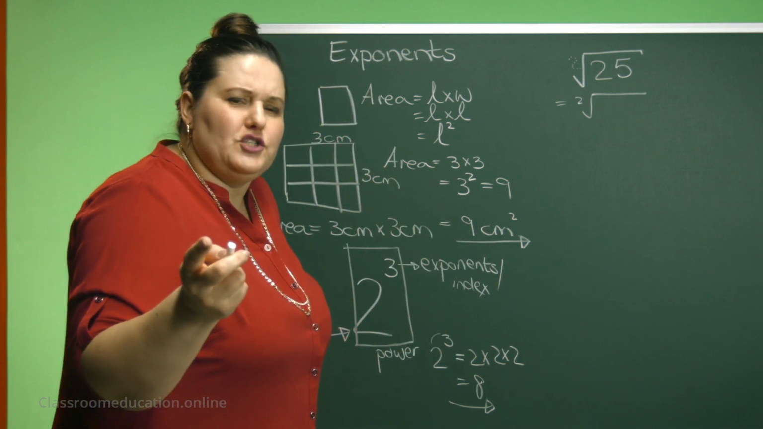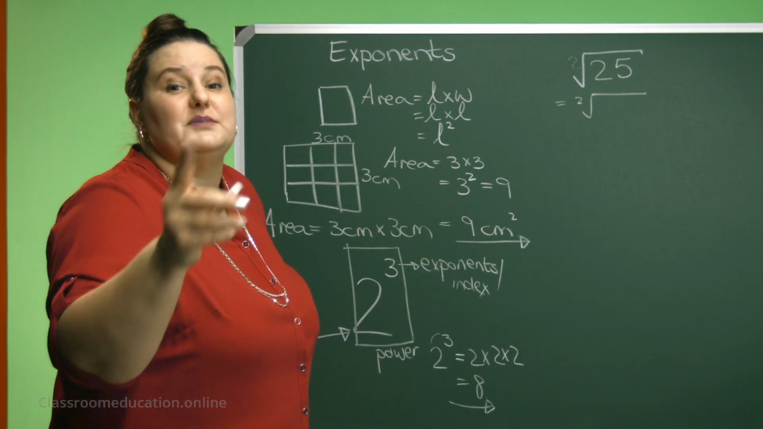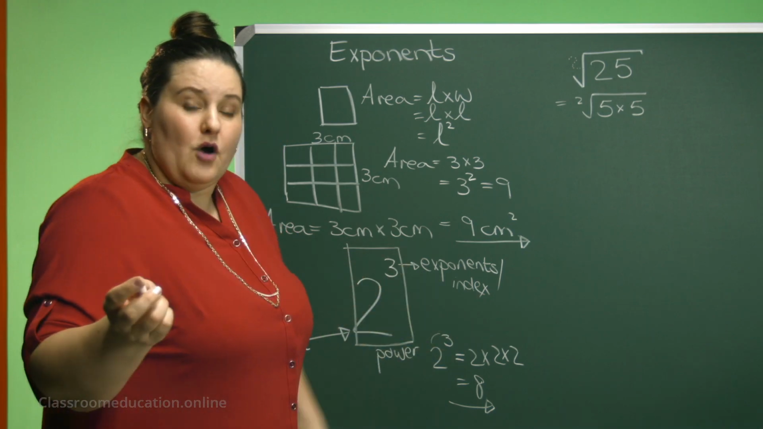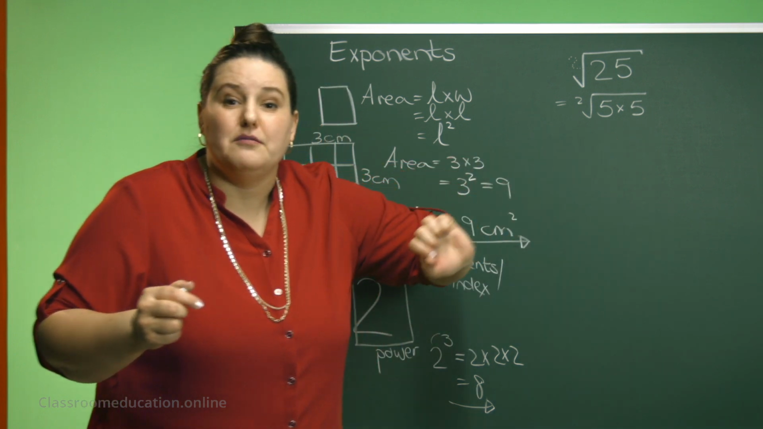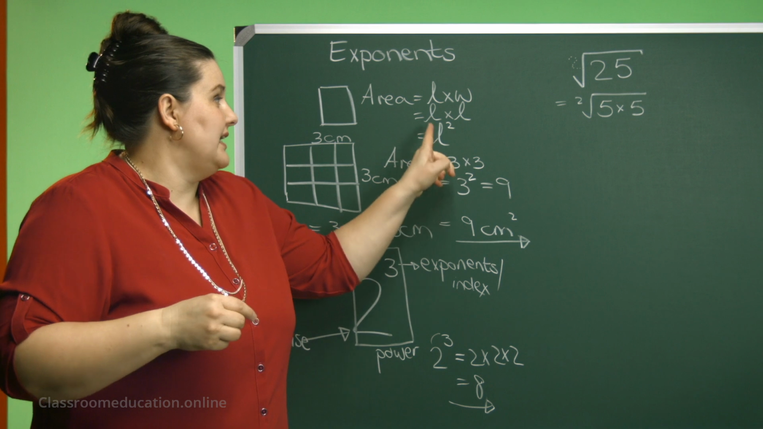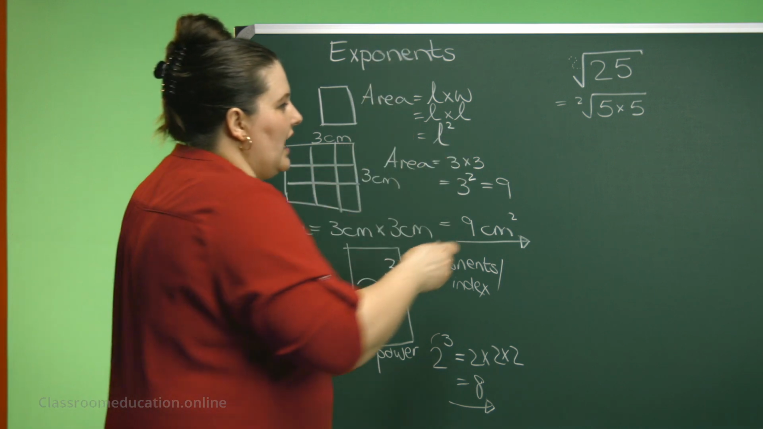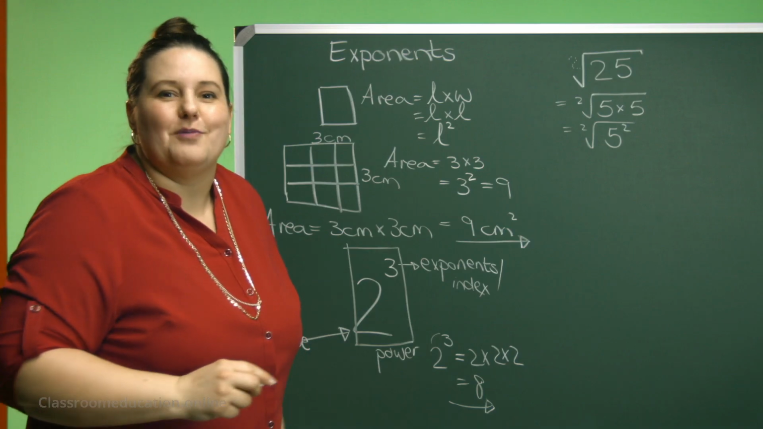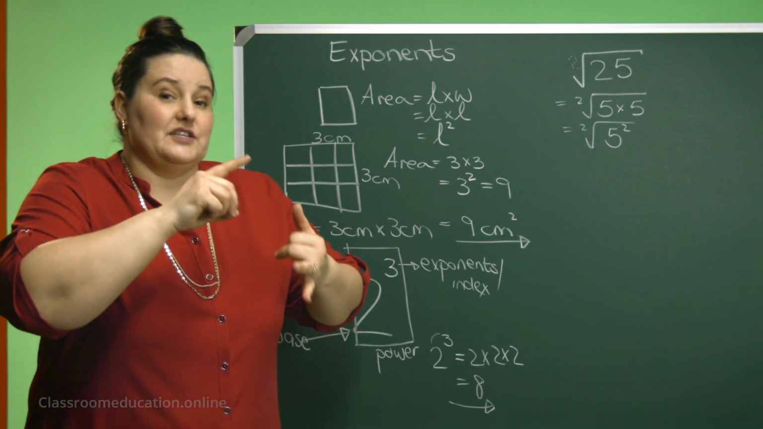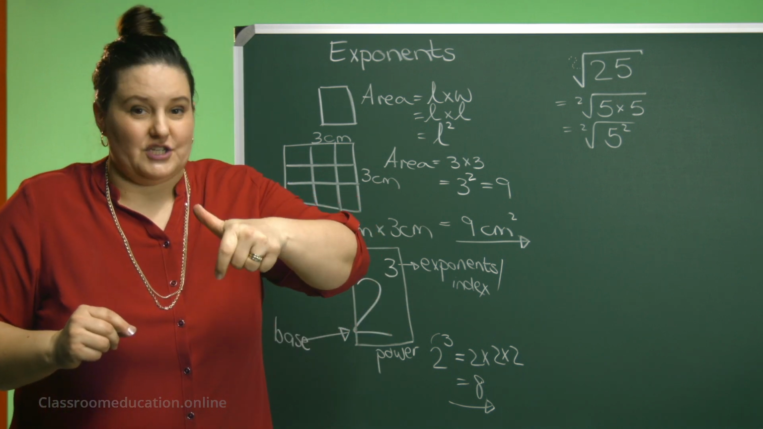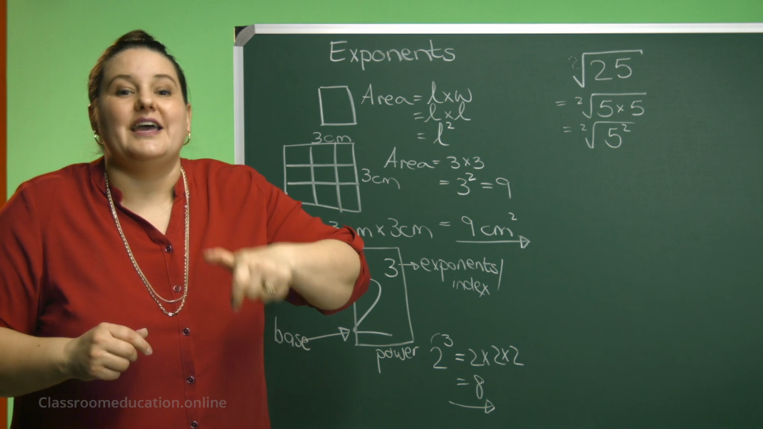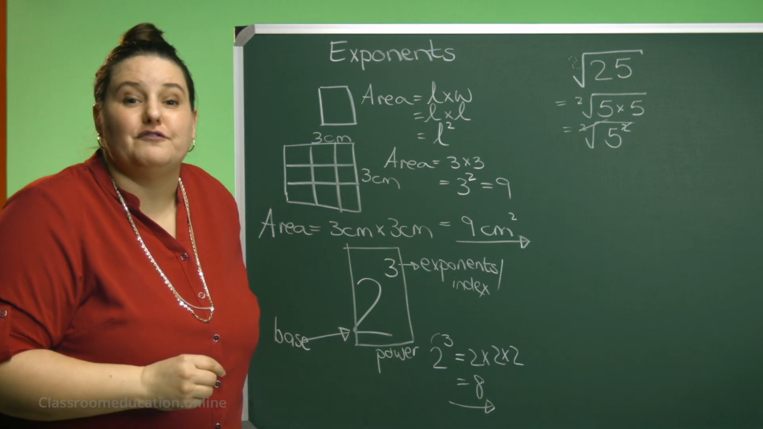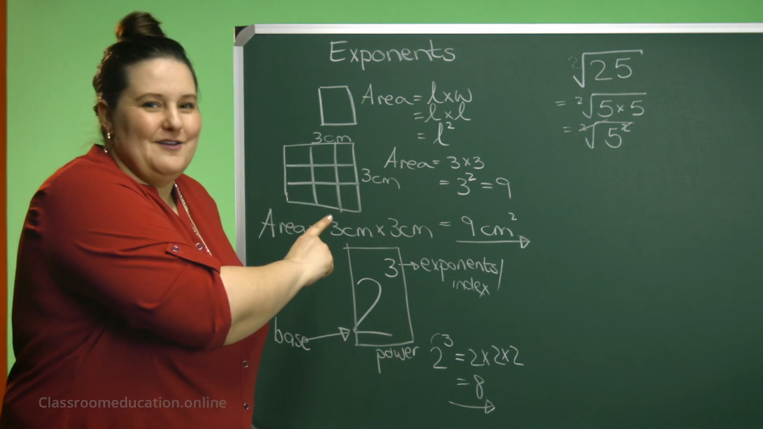And what do I know about 25? 5 times 5. And now, what do I know if I have the same value being multiplied with itself? I can write it as a little square. So I can say the square root of 5 squared. And a square and a square root are opposite operations, and they cancel one another out. So the square root of 25 will be 5.